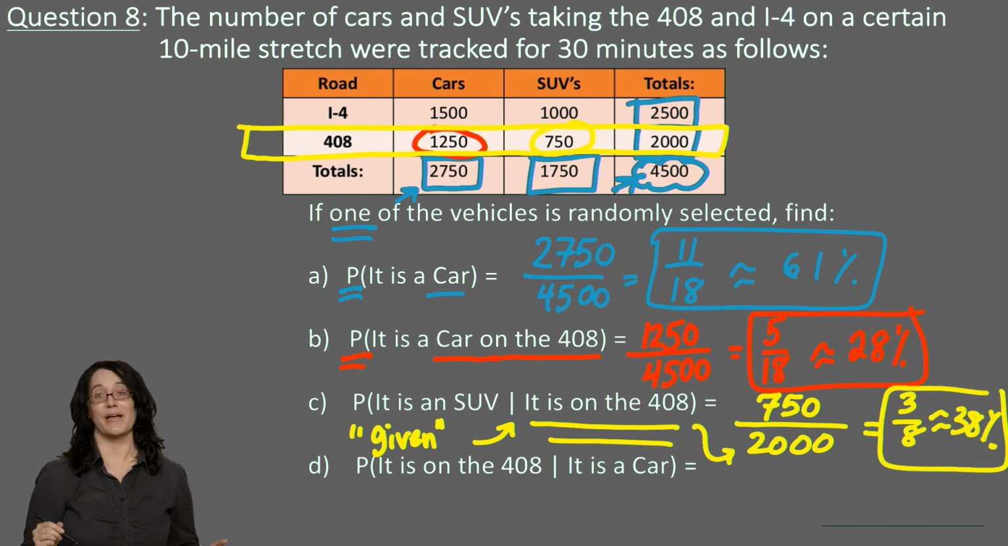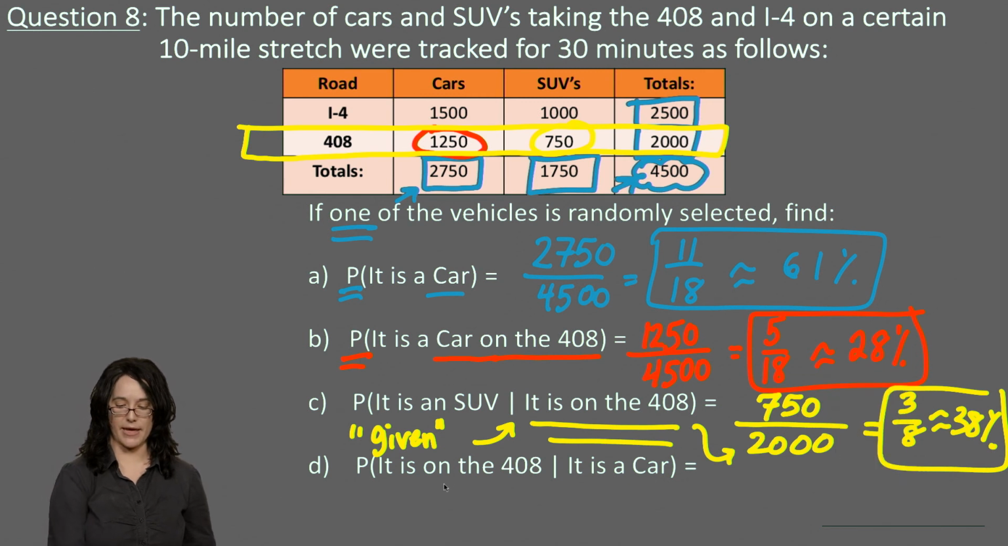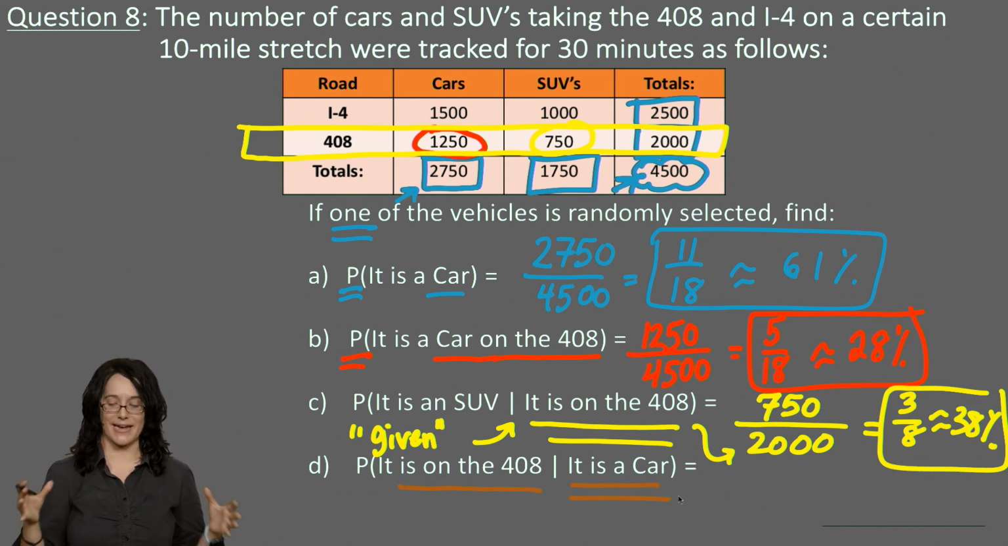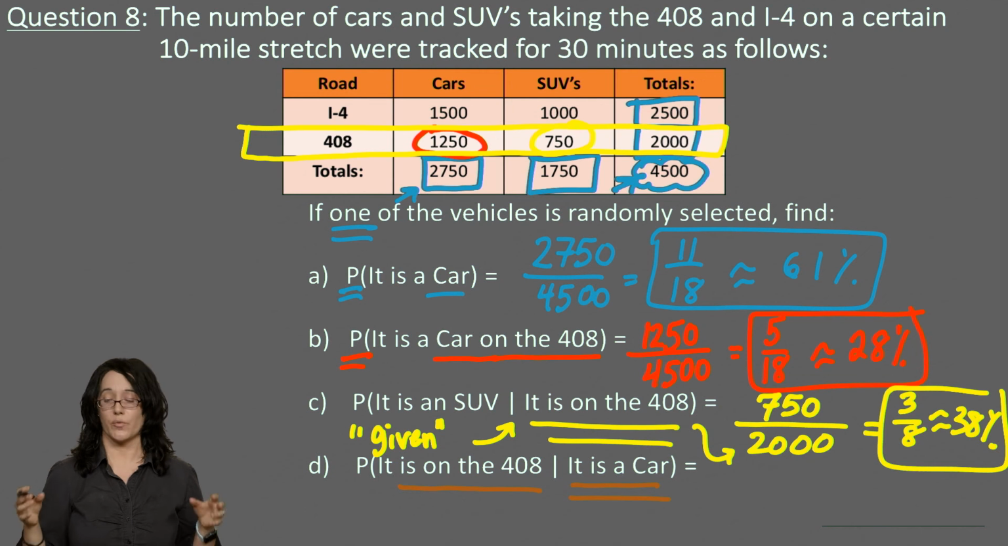Finally, can you do the last one now that I did that one for you? Find the probability that you get a car, or a vehicle rather, that is on the 408, given the fact that it has to be a car, right? It's not an SUV. Okay, again, we didn't talk about other vehicles here. So find the probability that your vehicle was on the 408, given the fact you know it was a car.